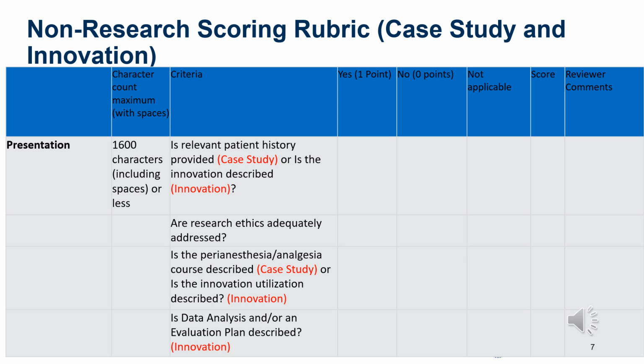And the criteria for this section includes: is the relevant patient history provided if it's a case study, or is the innovation clearly described if it's an innovation project? Are research ethics adequately addressed? Is the peri-anesthesia or analgesia course described if it's a case study, or is the innovation utilization described if it's an innovation project? And then finally, is data analysis and or an evaluation plan described? Please note that the scoring is the same for each different section.